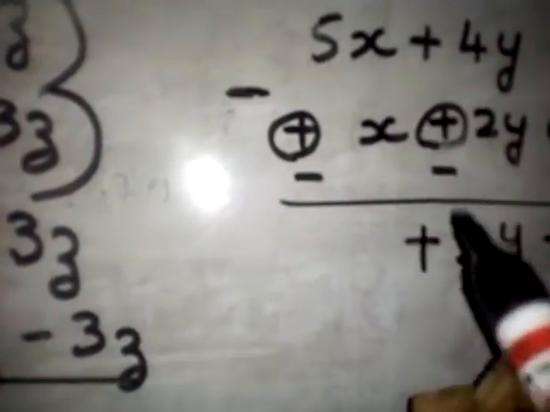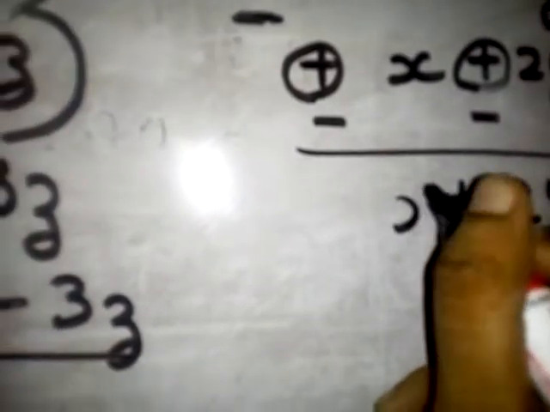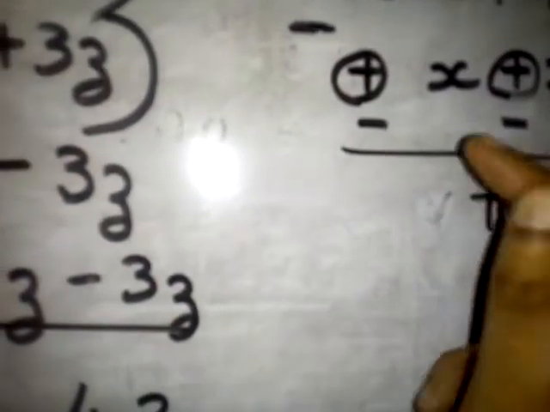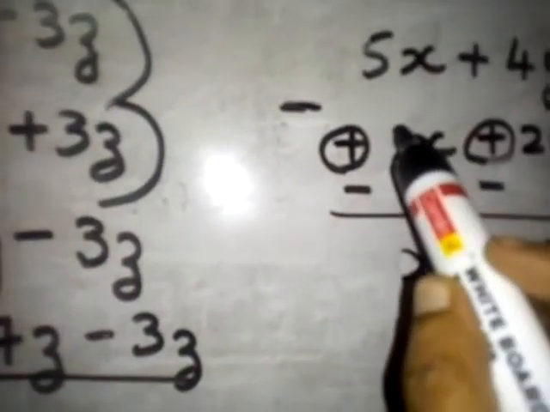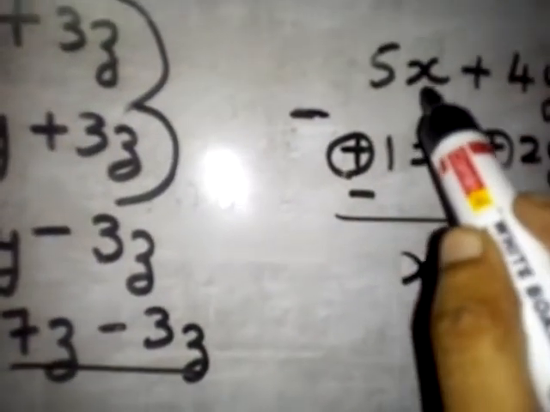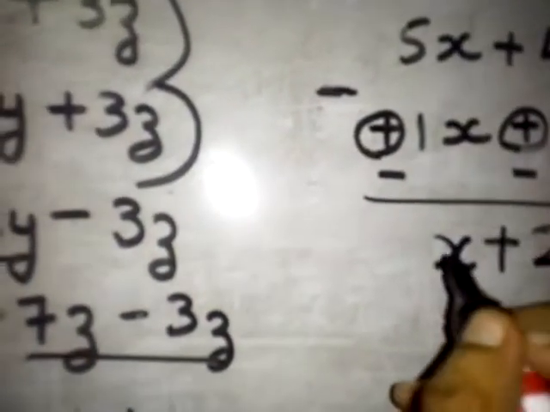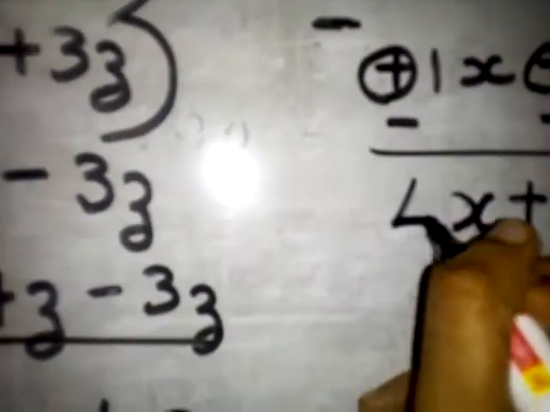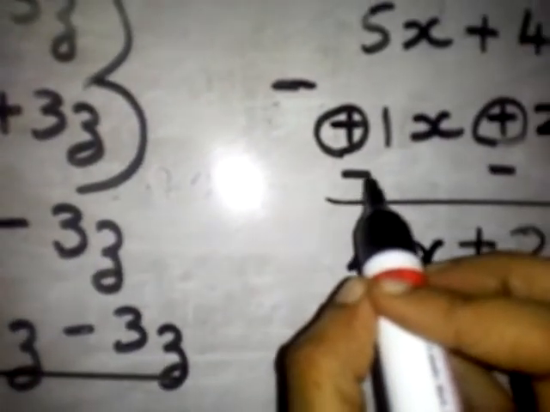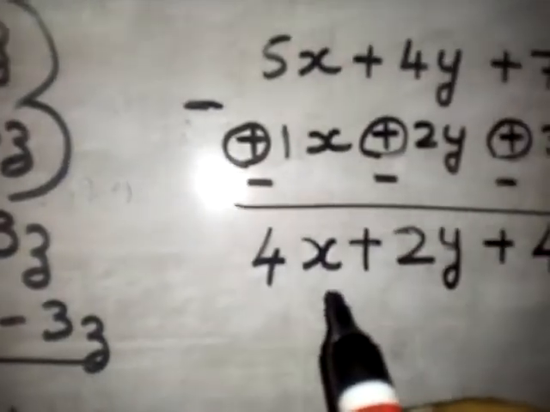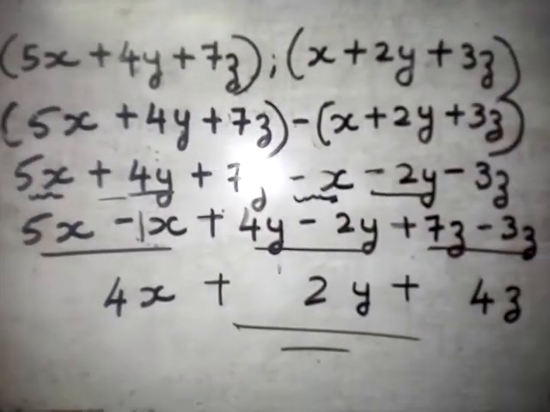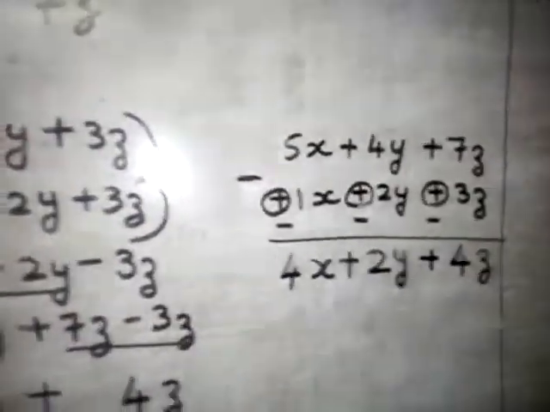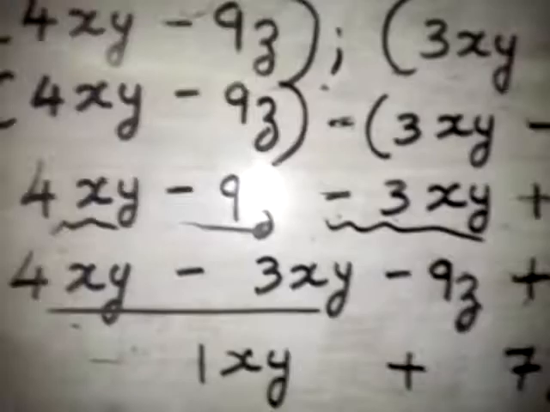Here also, x. Here you don't have any number, that is 1. 5 minus 1 is 4. Here which sign is there, that you have to see. 4x plus 2y plus 4z. In horizontal arrangement also it should give the same answer. Yes, both the answers are the same. Even the first one, also see.